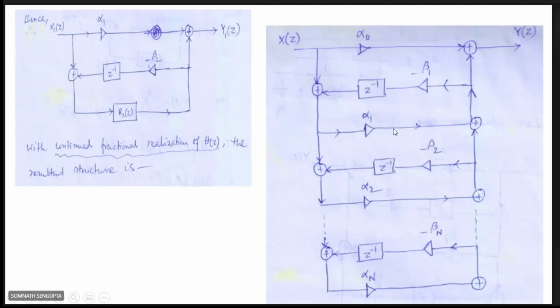Then alpha 1 goes to the output side, then minus beta 2 goes to the input side, alpha 2 goes to the output side, minus beta goes to the input side, and then the last coefficient is alpha n. So each time all the elements are added.